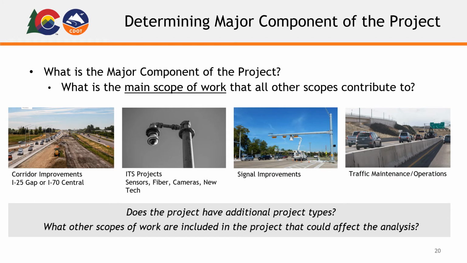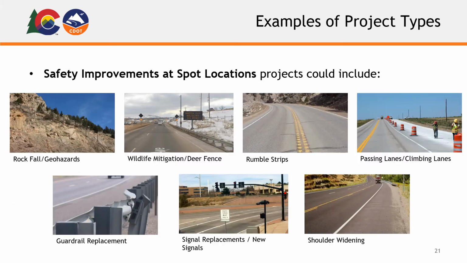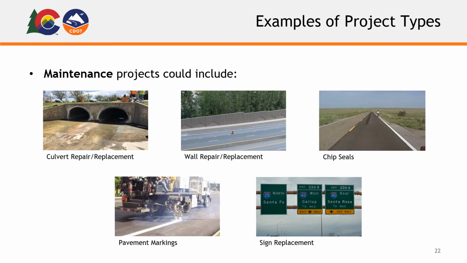Though there are some catch-all project types as well. Safety improvements at spot location projects could include rockfall or geohazard, wildlife mitigation and deer fence, rumble strips, passing lanes or climbing lanes, guardrail replacements, signal replacements or new signals, and shoulder widening. Maintenance projects could include culvert repair or replacement, wall repair and replacement, chip seals, pavement markings, and sign replacement.